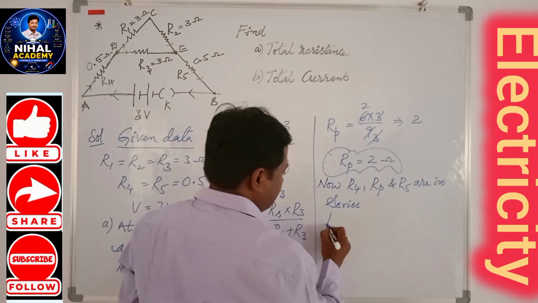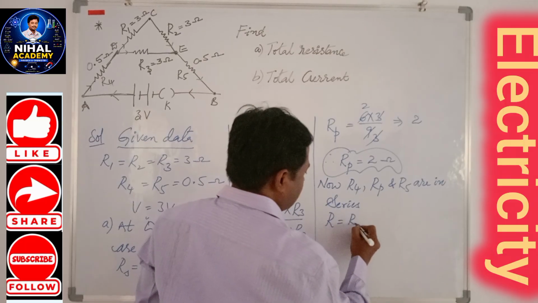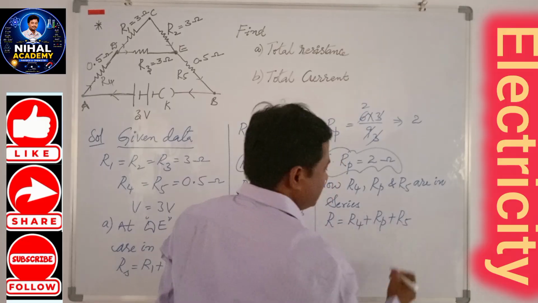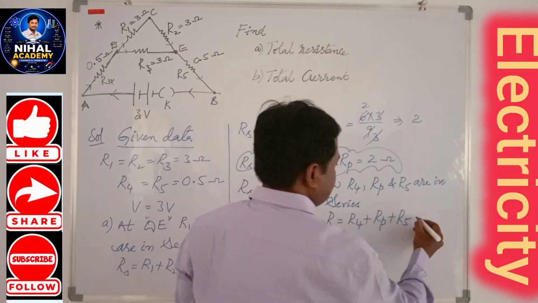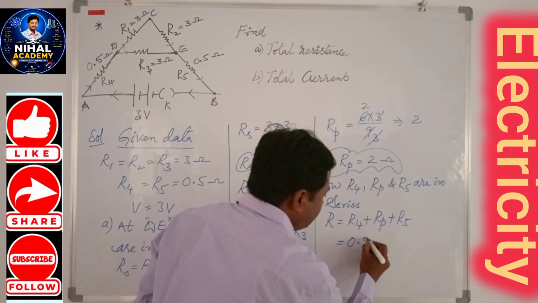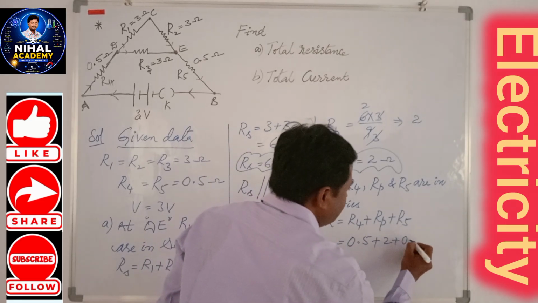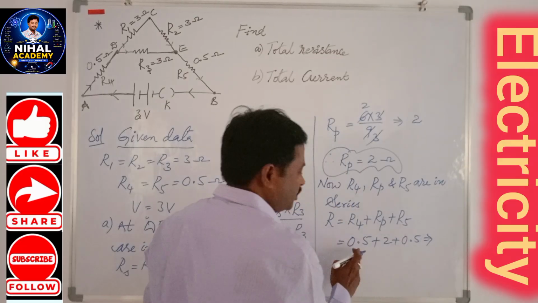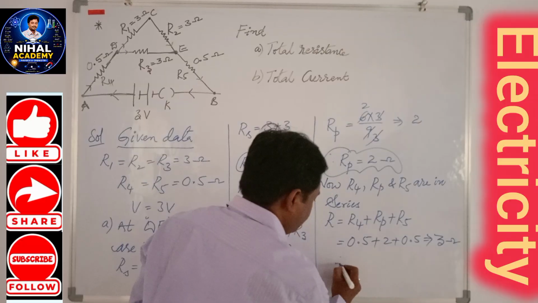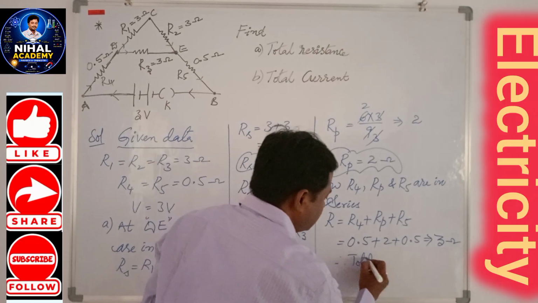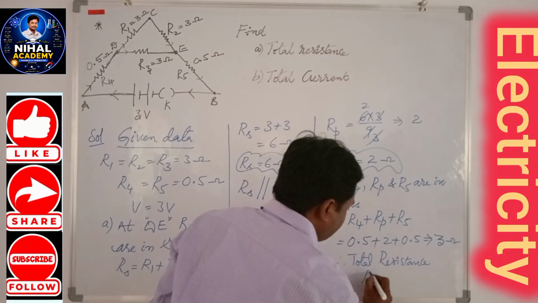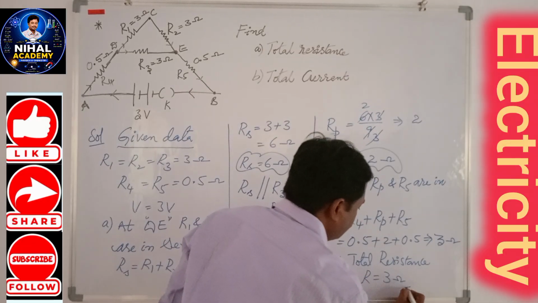Now what is the resultant? R is equal to R4 plus Rp plus R5. In the series connection we have to add simply. So this is equal to 0.5 plus 2 plus 0.5, which is 1 plus 2, so 3. Therefore, total resistance R is equal to 3 ohm.